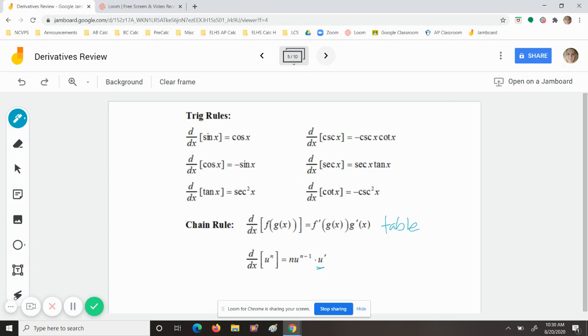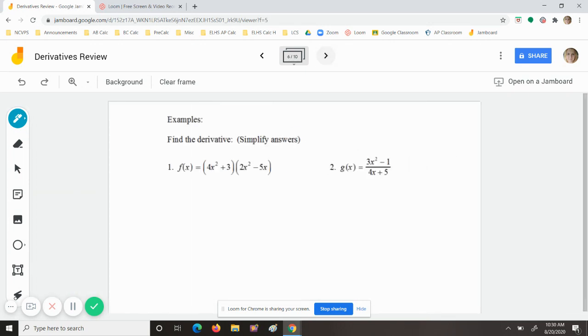All right, let's jump in with some examples. First of all, find the derivative. So we're just going to take the derivative here. We're not going to do anything with it yet. We're just taking the derivative. For number 1, we could go ahead and FOIL this out and then take the derivative, but what I'm actually going to do is I want to practice product rules, so I'm going to do that with problem number 1.